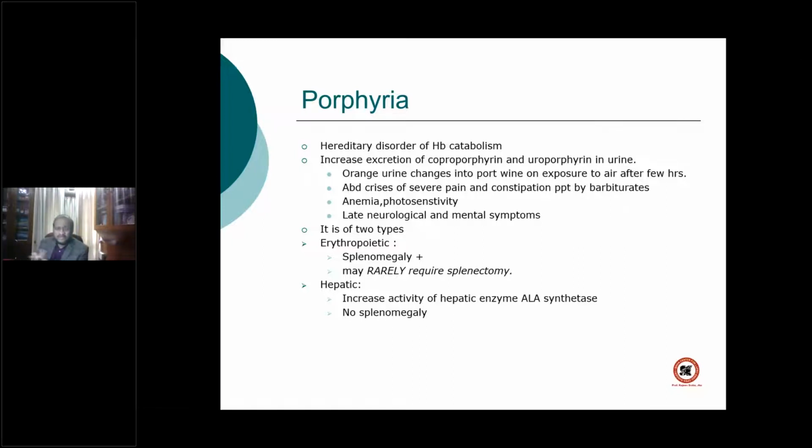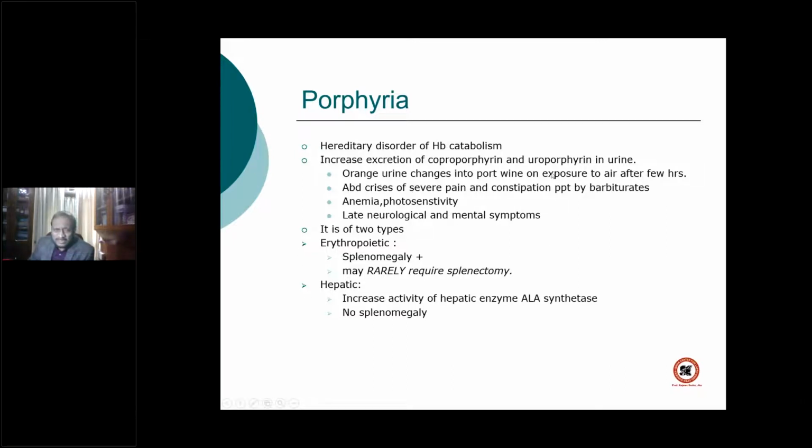You don't diagnose porphyria because there is no specific indication for diagnosing it. So it becomes more of a diagnosis of exclusion rather than a primary diagnosis. Anemia and photosensitivity are very much there, and unfortunately most of these patients may be recognized very late when they develop neurological and mental symptoms. Two types, erythropoietic and hepatic type of porphyria.